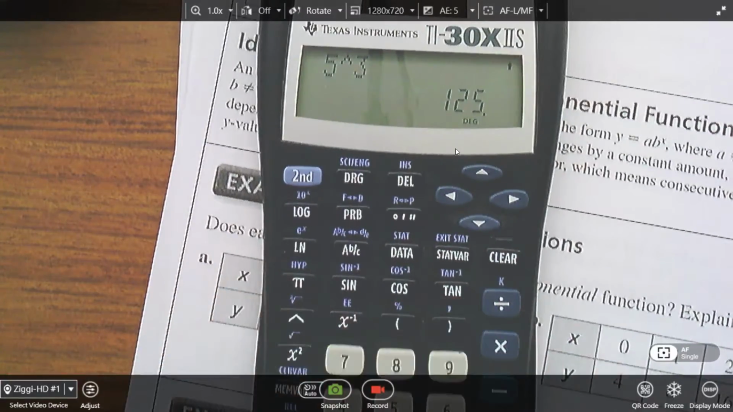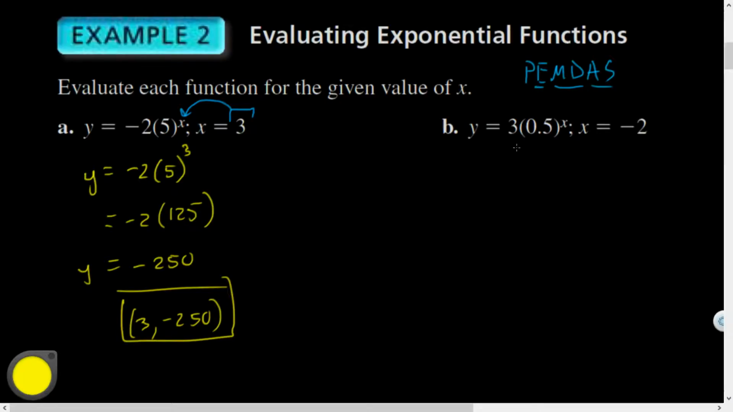You also might have a button that's a y to the x button, I believe. So it's either this button or that one. One of those might work, so you can tinker with those. Just make sure, whatever calculator you might have, that 5 to the 3rd is 125.